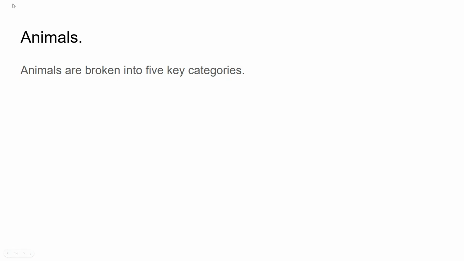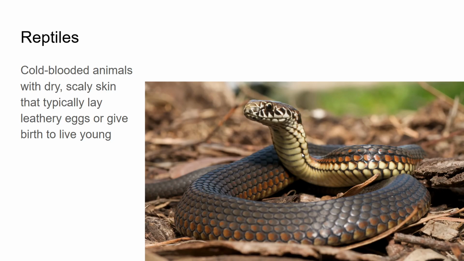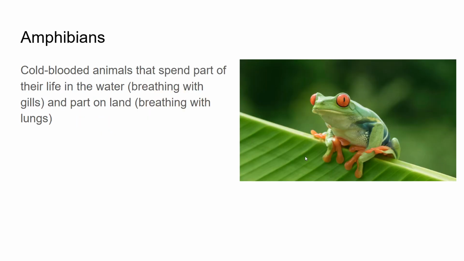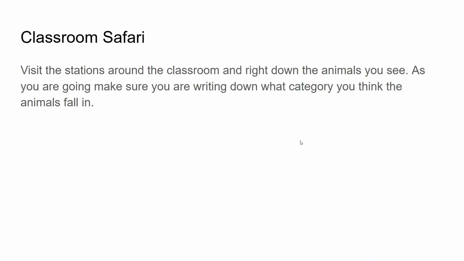So, the 5 key categories we'd be covering are mammals, birds, reptiles, amphibians, and fish. Now, after we go over our guided notes section, we'd have a classroom safari.